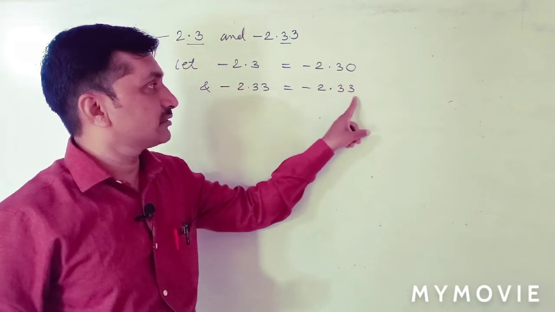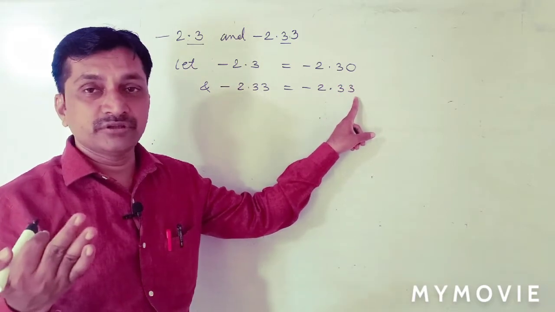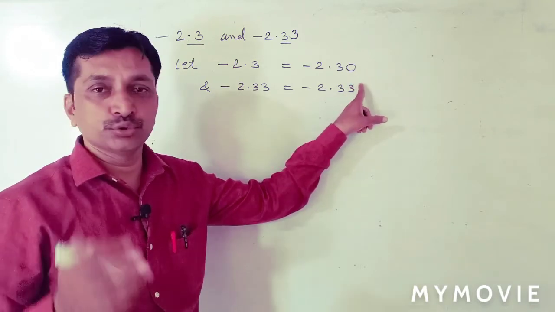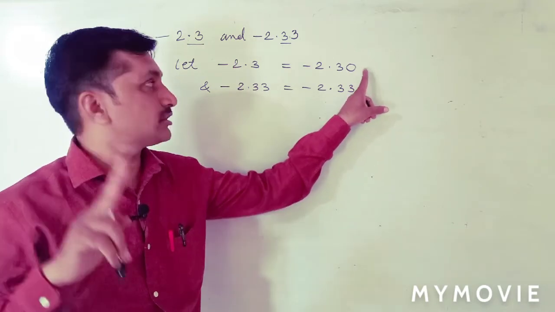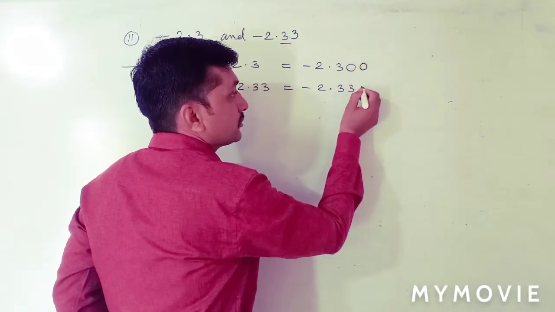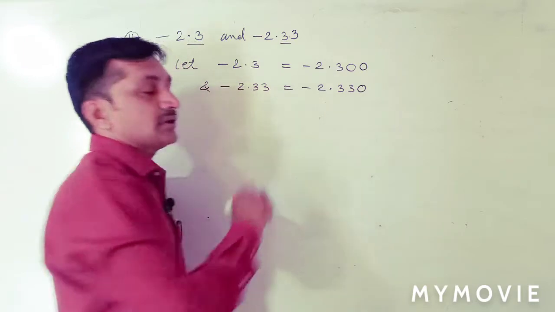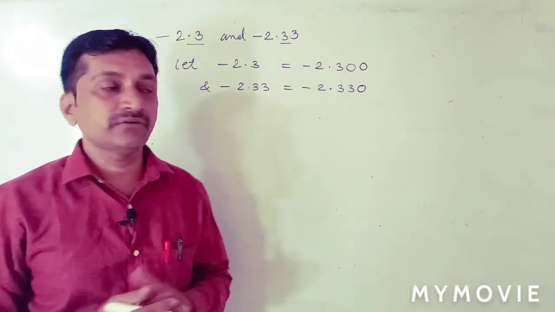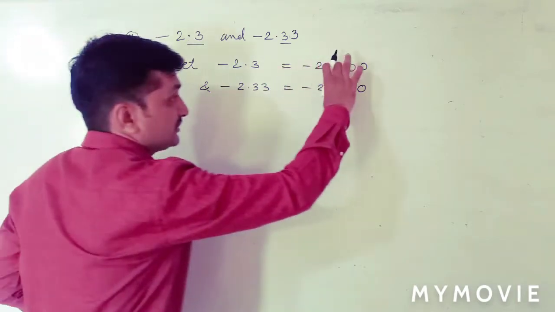Here is 30, here is 33. We want 3 digits between them. 3 digits. But if we see, here are 31 and 32. We get only 2 digits. 31, 32. That's why one more 0. We have to add 300 and here 330. Now we get any three. There are so many numbers now between, but we can find any three between these two now.